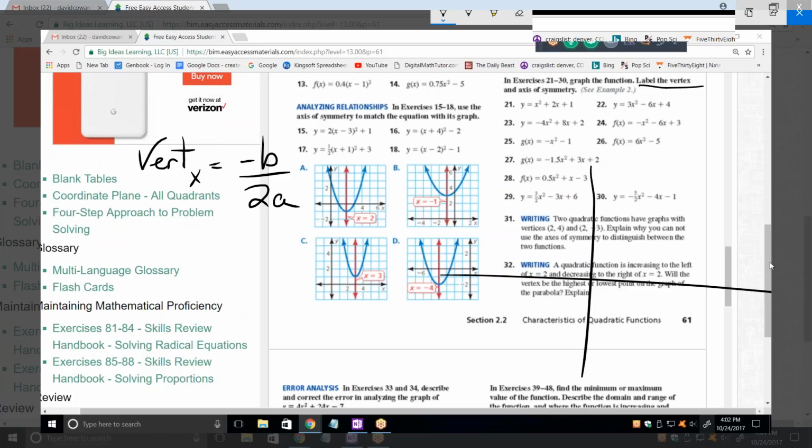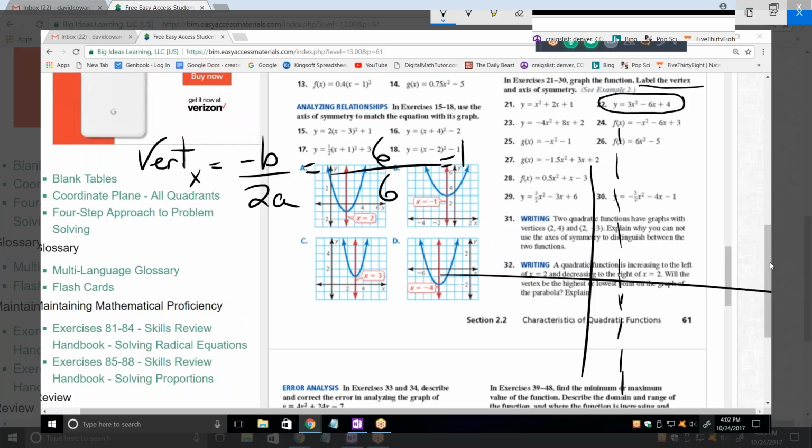That is the x-coordinate of the vertex only. So what does that equal in our case, with number 22? That's 6 over 2 times 3, so 1. So that's the x-coordinate of the vertex. I know that the line of symmetry goes through that x-coordinate. In other words, my vertex is somewhere on that dotted line.